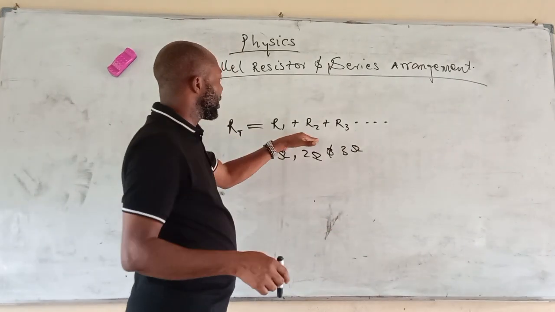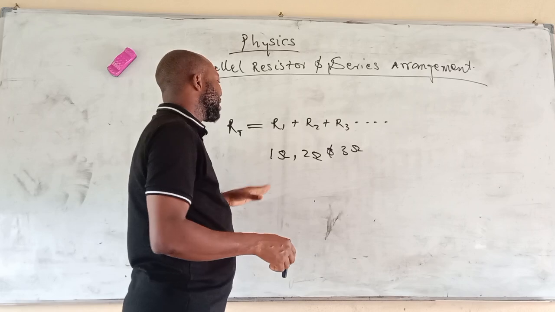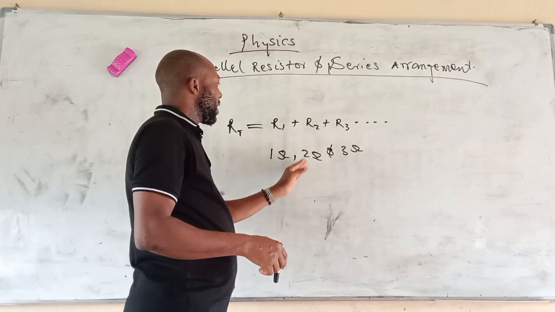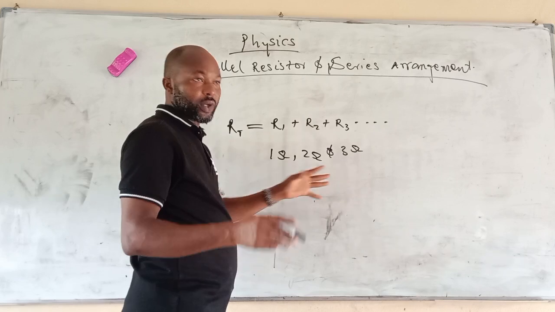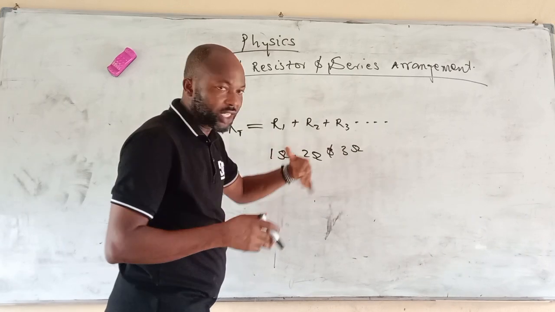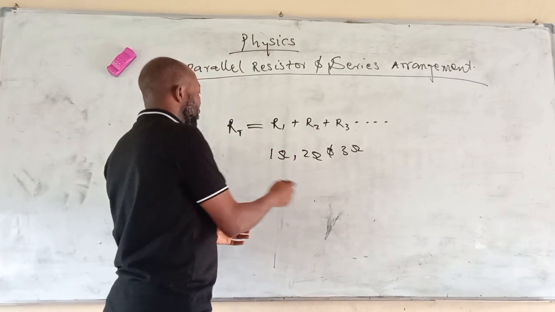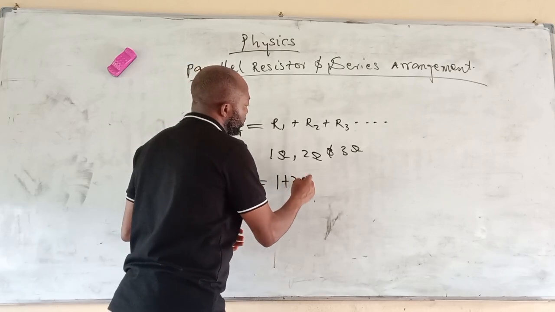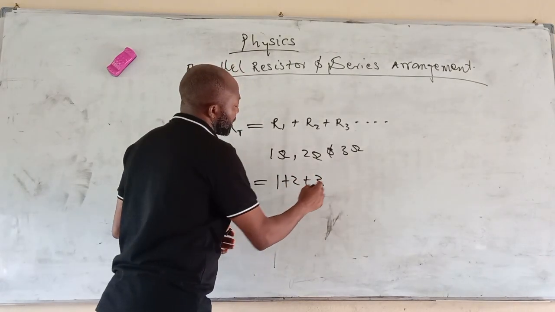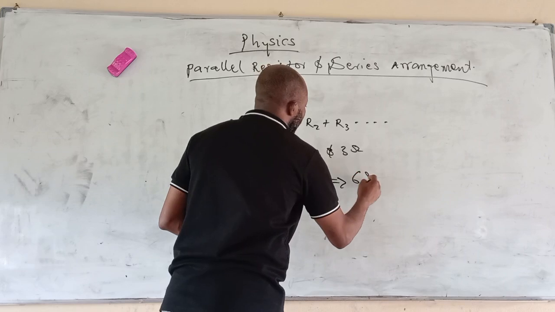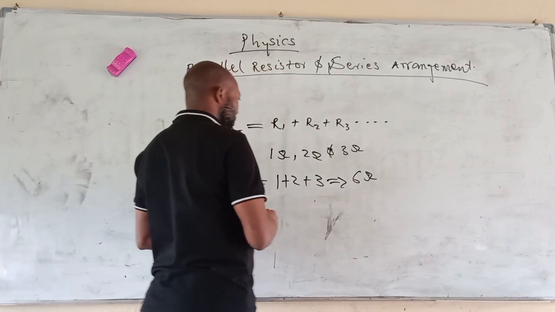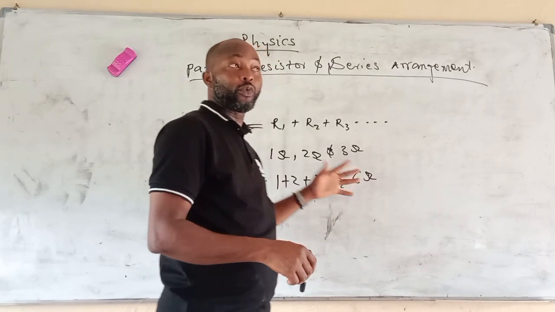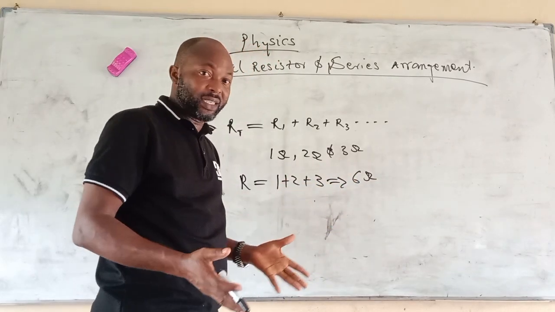This is the formula. In series means that we're going to add the first resistor, the second one, and the third one together. That is what series means. Therefore, our R total will be 1 plus 2 plus 3, which is equal to 6 ohms. So this is just a practical example of what series arrangement is.